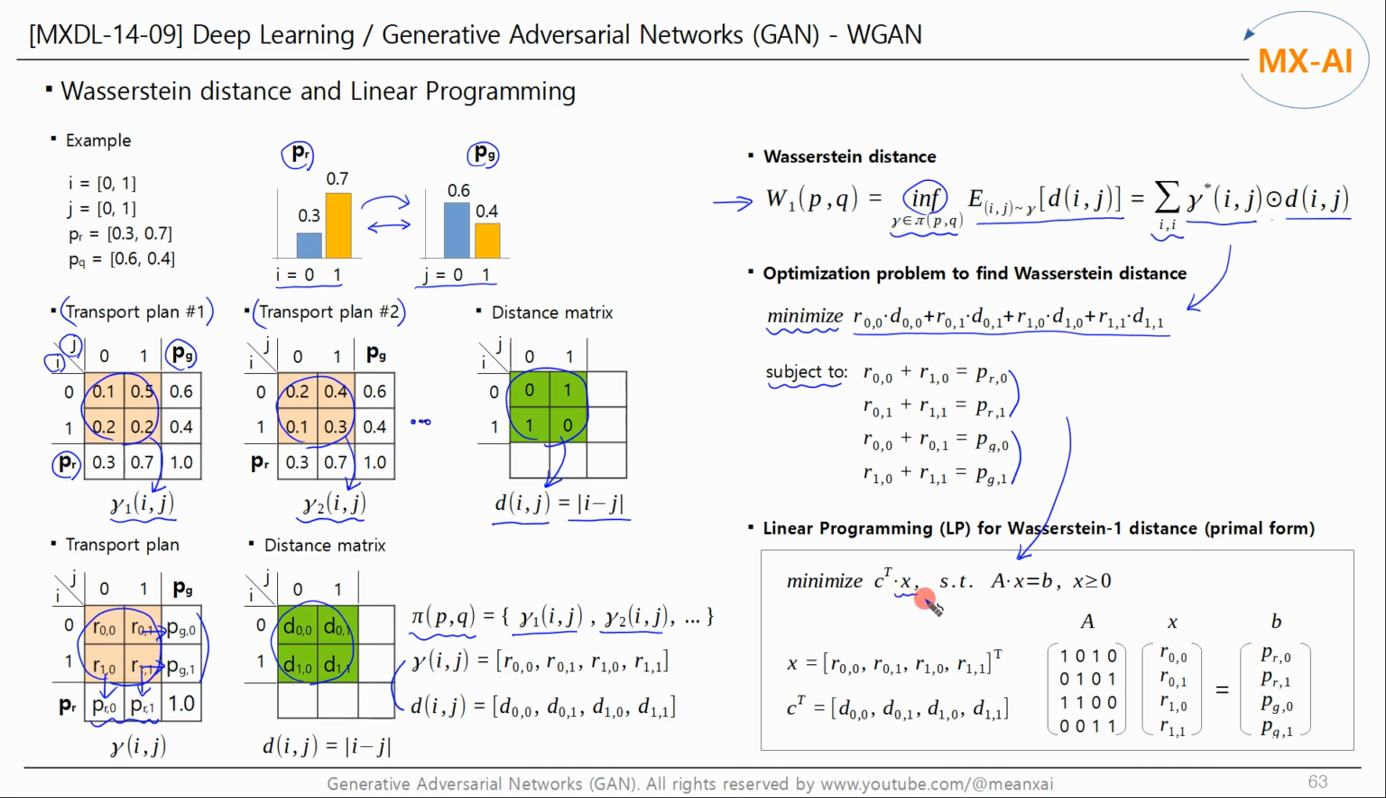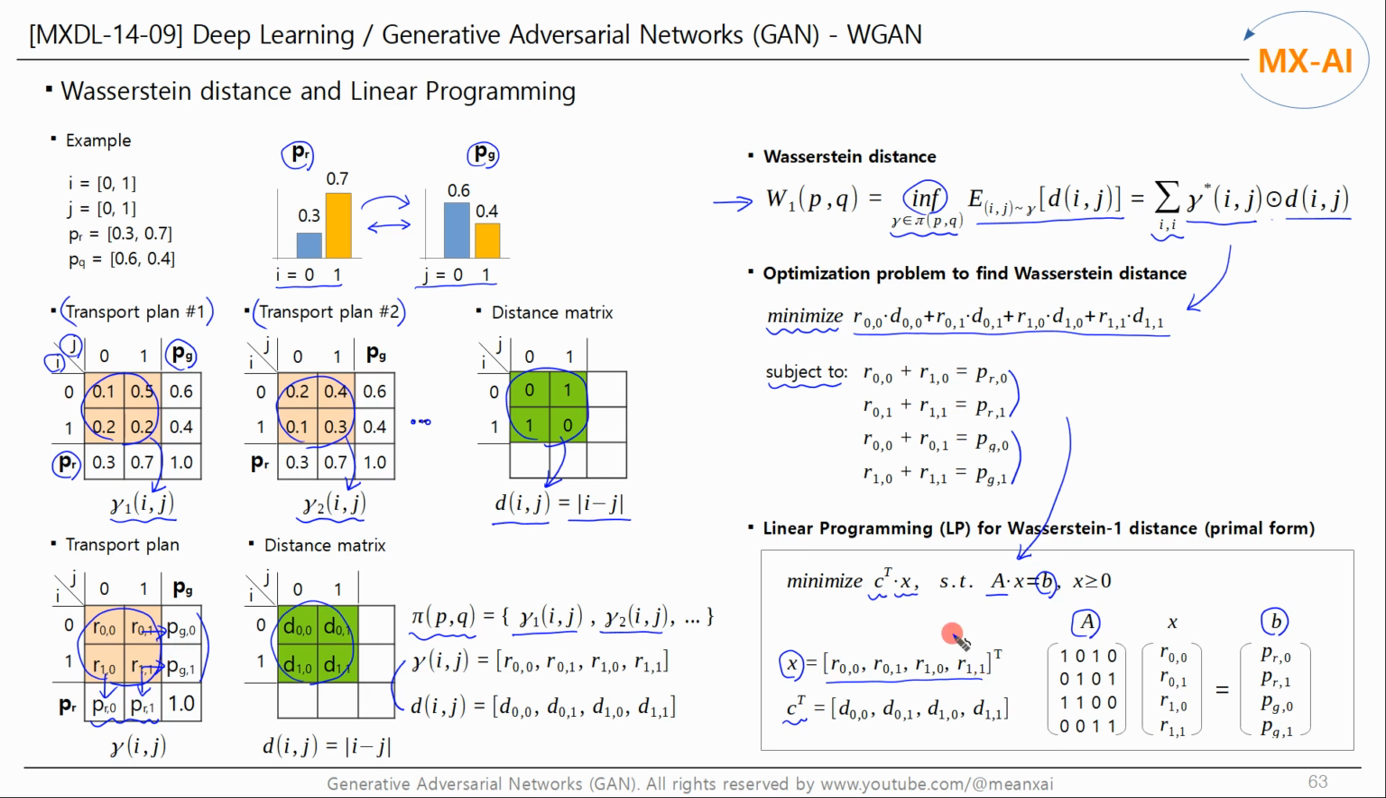The decision variable x is a vector of gammas that we are trying to find. C is the distance vector. And B is a vector consisting of marginal probabilities PR and PG. The matrix A can be defined as follows. This is the linear programming problem to find the optimal gammas of the Wasserstein distance.